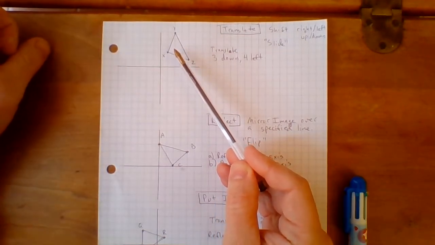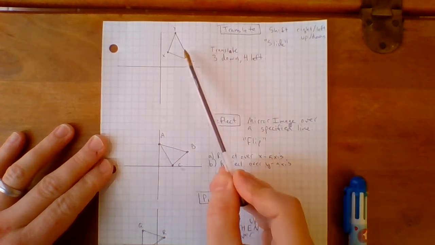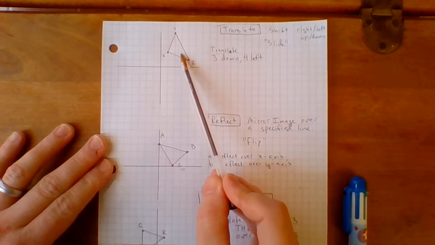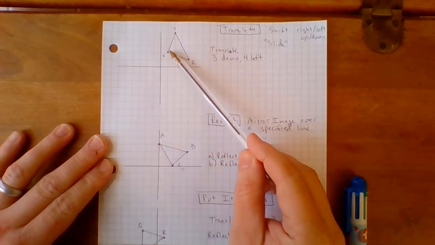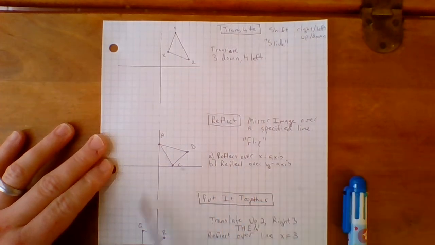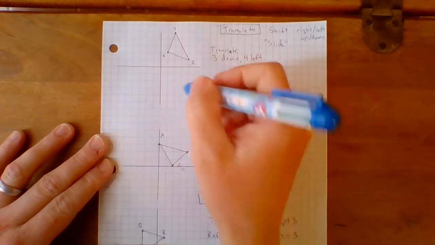When you translate an object, it's pretty simple. You just either shift it right or left, up or down. So it doesn't rotate it, spin it, or flip it at all. It's just a slide. So if I were to take this object here, which is called triangle XYZ, I could translate it 3 units down and 4 units to the left.